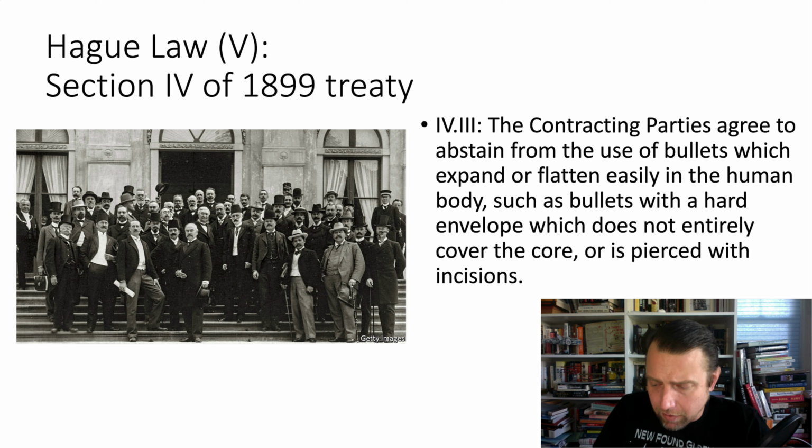It's titled, The Declaration Concerning the Prohibition of the Use of Bullets which can easily expand or change their form inside the human body, such as bullets with a hard covering which does not completely cover the core or containing indentations. It reads, the contracting parties agree to abstain from the use of bullets which expand or flatten easily in the human body, such as bullets with a hard envelope, which does not entirely cover the core or is pierced with incisions. The article banned, in other words, what we typically call dum-dum bullets, bullets that flatten and expand and tumble when they hit the human body, which cause grievous and untreatable wounds.